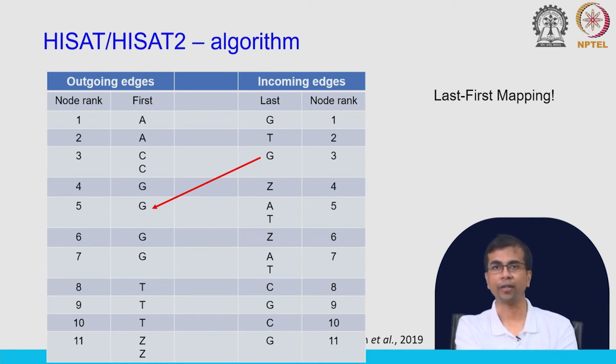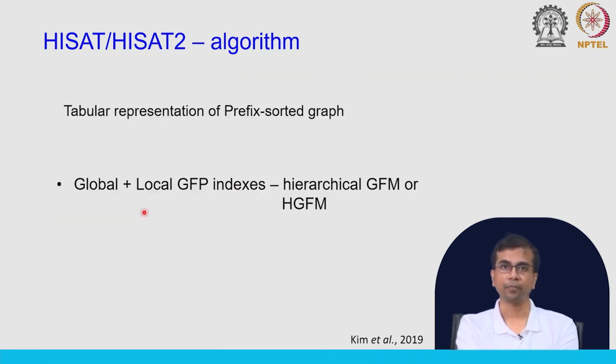So, we talked about this in the Burrows-Wheeler transformation. So, this applies here. This G corresponds to this G because of this last first mapping property. So, what we can do now is utilize this last first mapping property in this table, and we can map certain reads. And what we have seen is that it is very flexible. You can accommodate mutations, you can accommodate these splice variants, because you have converted this reference into a graph. So, we have this global plus local indexes plus some repeat index which gives us this HGFM.